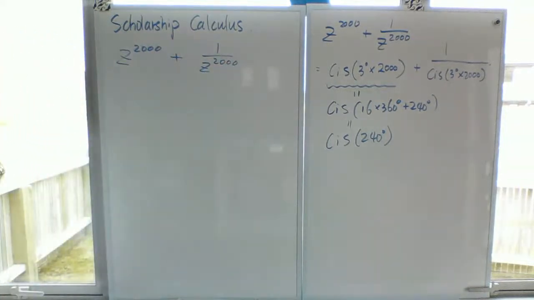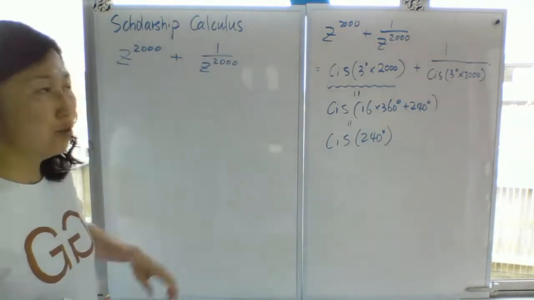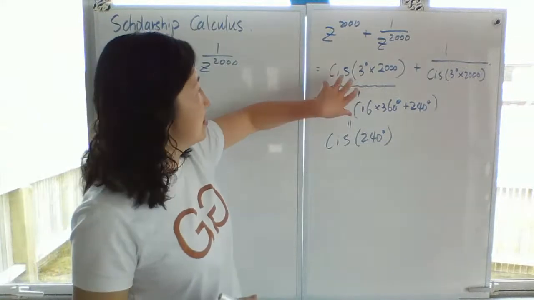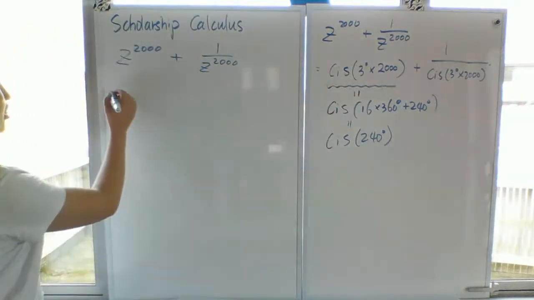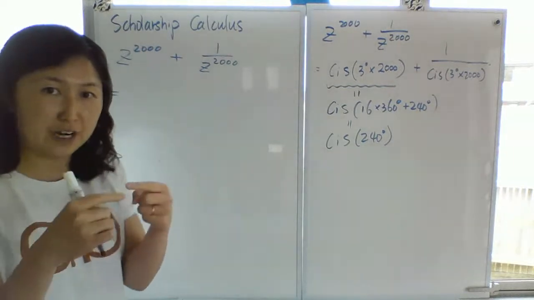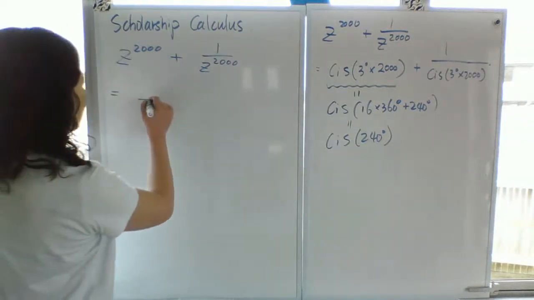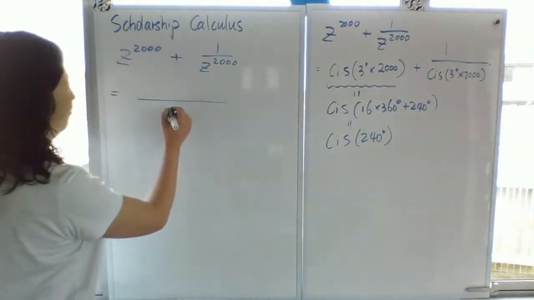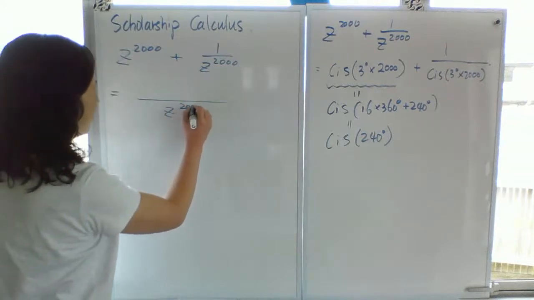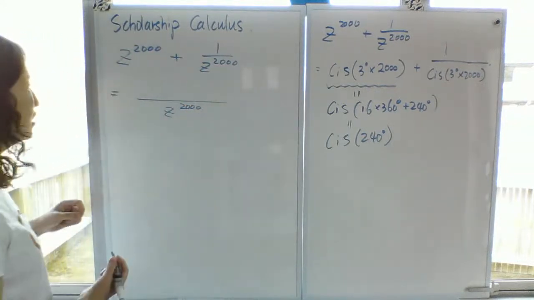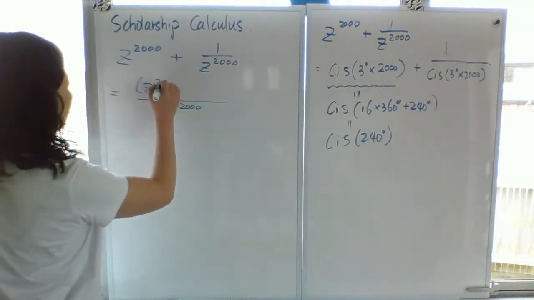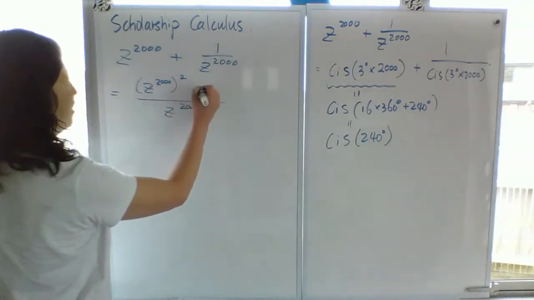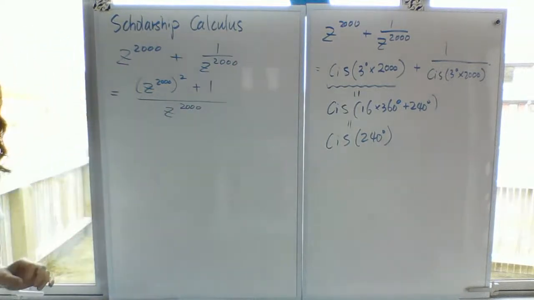Okay, so now what I have done is, rather than working with this, instead of substituting first, I combine them into one fraction because I think that will be easier. So if I combine them into one fraction, the denominator is the same, so z to the power of 2000, and obviously what I have is z to the power of 2000 squared plus 1.